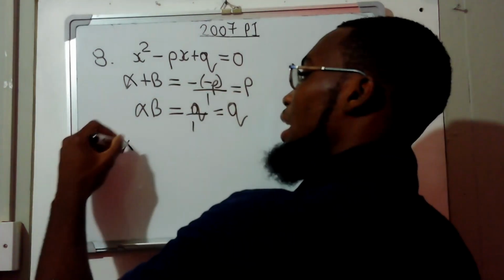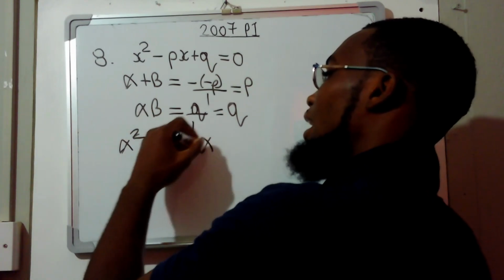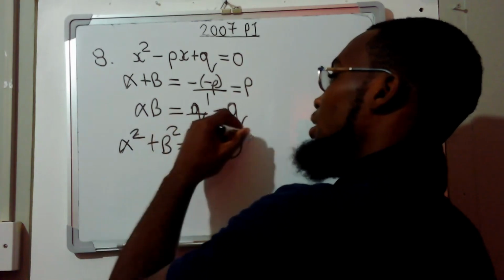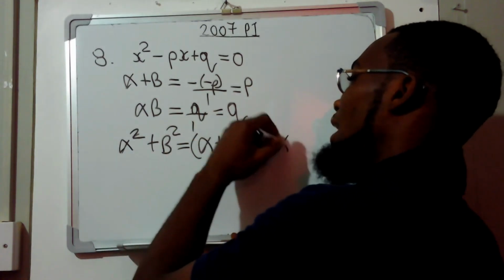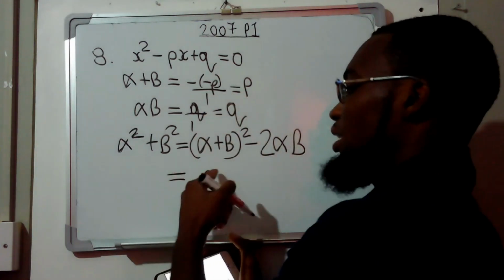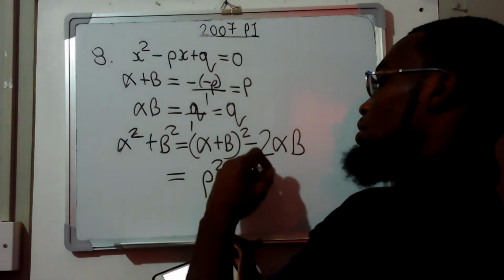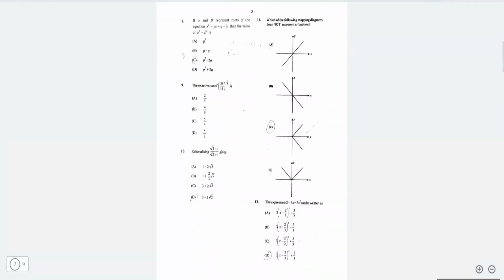Then you have to remember that alpha squared plus beta squared is equal to alpha plus beta all squared minus 2 alpha beta. Alpha plus beta is p, so it's p squared minus 2 times alpha beta, which is 2q. That's option C. That's number 8.